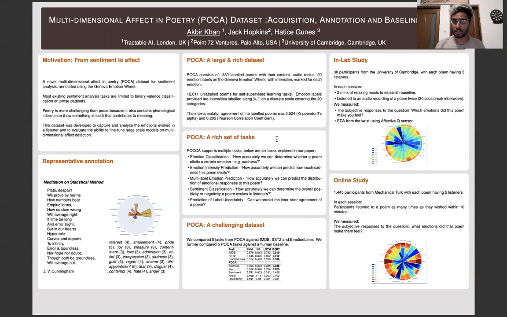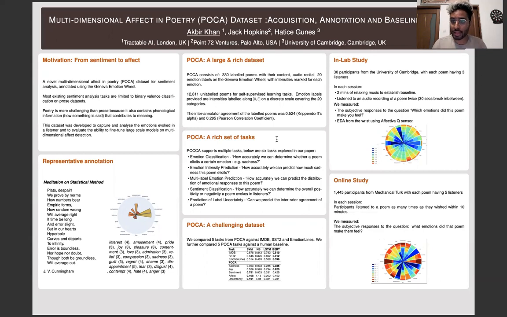In each session, participants would listen to a poem as many times as they wanted within 10 minutes. Average poem length was about 3 minutes, so this was slightly more than in the in-lab study. In order to keep the quality of participants high, we ensured that all of them had been educated in the English language, and also had been to further education. In both studies, we asked the question, what emotions did this poem make you feel? And then asked the individuals to annotate the tool as they saw fit.